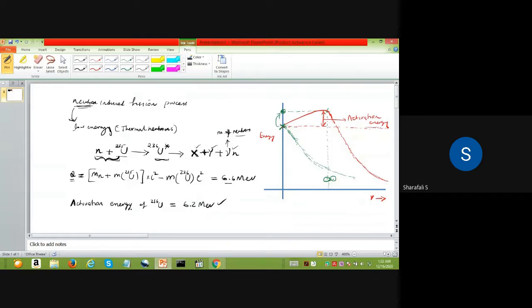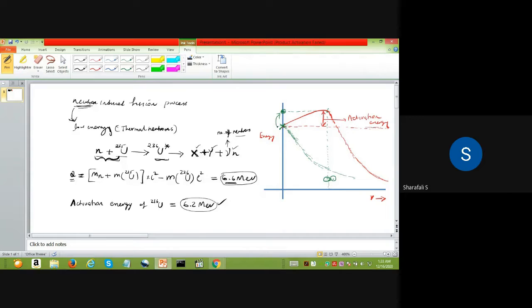Okay, so when you compare these two, when you have that uranium 236 in the ground state, it will not have this much energy. But when it is in the excited state, then it will get more energy, 6.6 mega electron volt of energy for that excited state nucleus. And the activation energy is 6.2 only for that uranium 236.